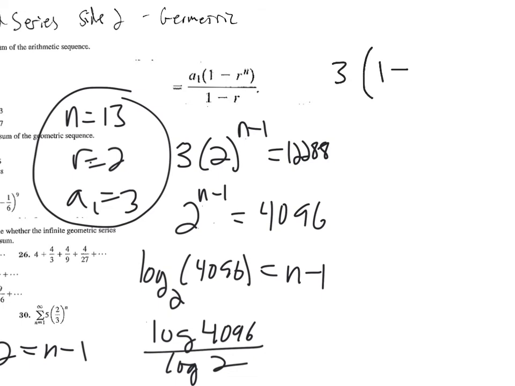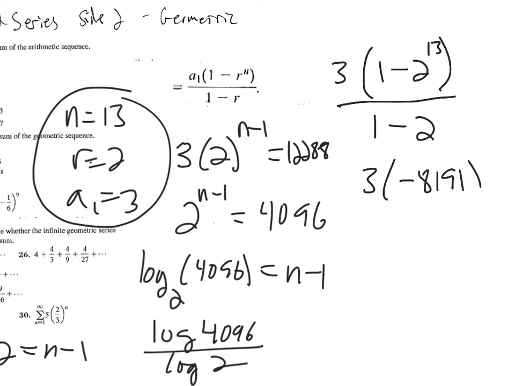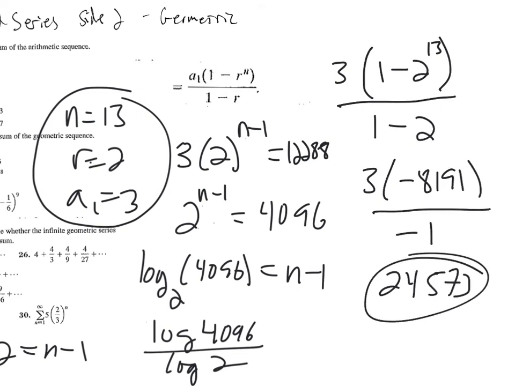3 times 1 minus 2 to the 13th all over 1 minus 2. So again, I'm just going to grab my calculator. 1 minus 2 raised to the 13th. I'm getting negative 8191, and that's over negative 1, so I know the negatives are going to cancel out. So all I got to do is multiply that 8191 times 3, and there's my answer, 24,573. So the first 13 terms of that sequence adds up to a little over 24,000.